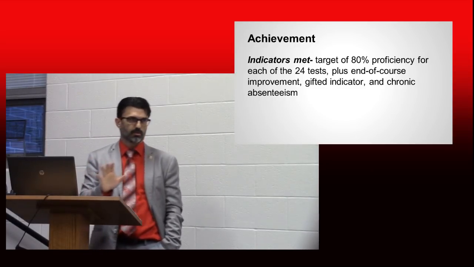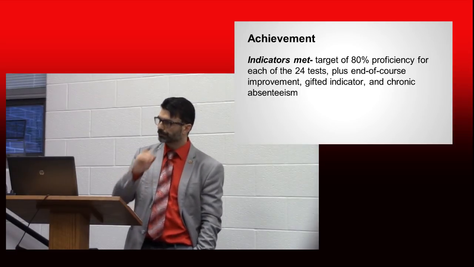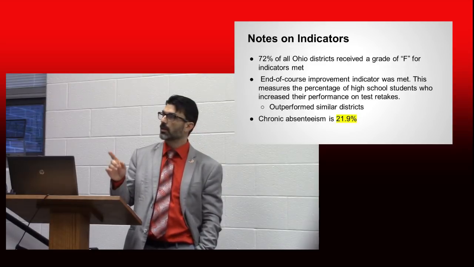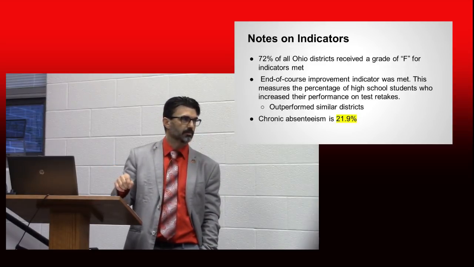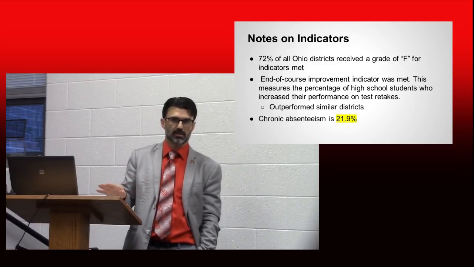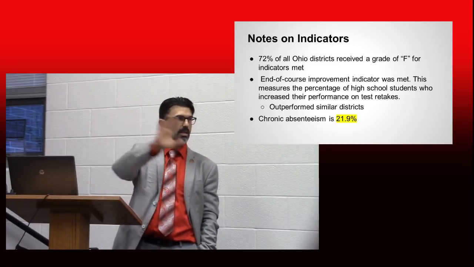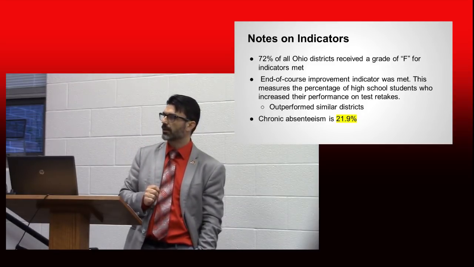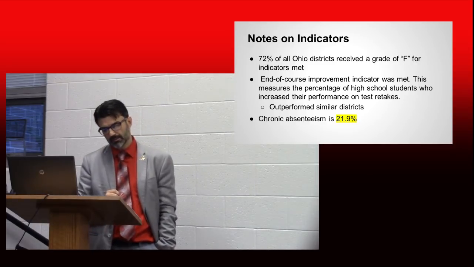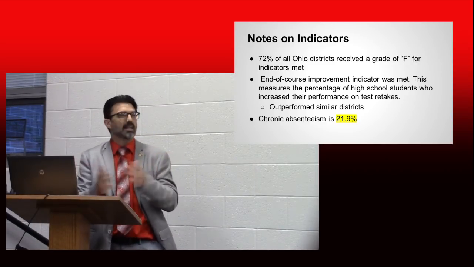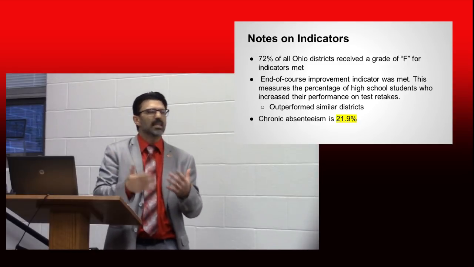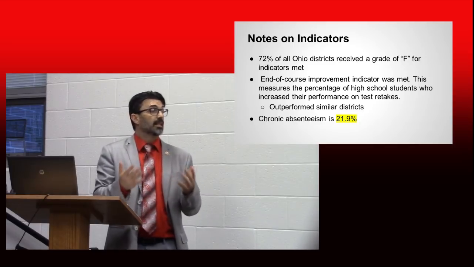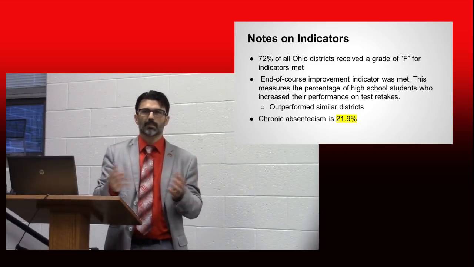So first, some context around indicators met. Across the state, 72% of all districts received an F in indicators met. 72% of all districts across the state. Districts of all different types in all different areas. Most districts across the state got an F in this area. It makes it difficult to see this as a real meaningful indicator in terms of steering us in any particular direction, because it's a standard that nobody is meeting.